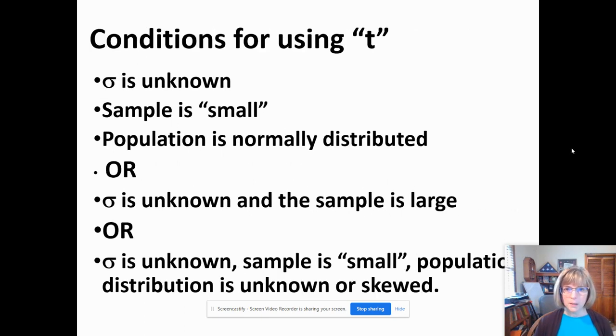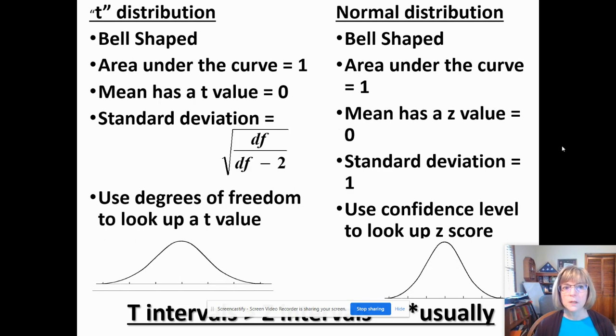Now, there's 3 times that you're going to be using t. And in all 3 cases, our standard deviation is unknown. Our standard deviation for our population is unknown. So the sample size doesn't come into play, and neither does the shape of our population.